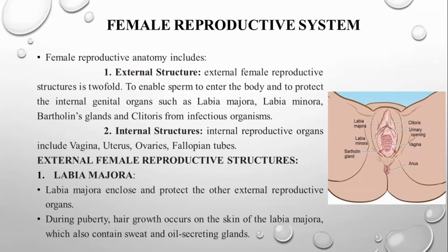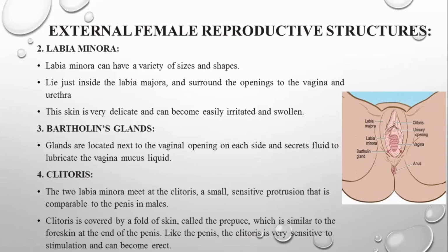During puberty, hair growth occurs on the skin of the labia majora, which also contains sweat glands as well as oil-secreting glands. Here we can find the hair follicles, oil follicles and sweat glands, just like the skin. Next is the labia minora, which is this layer, called the labia minora.